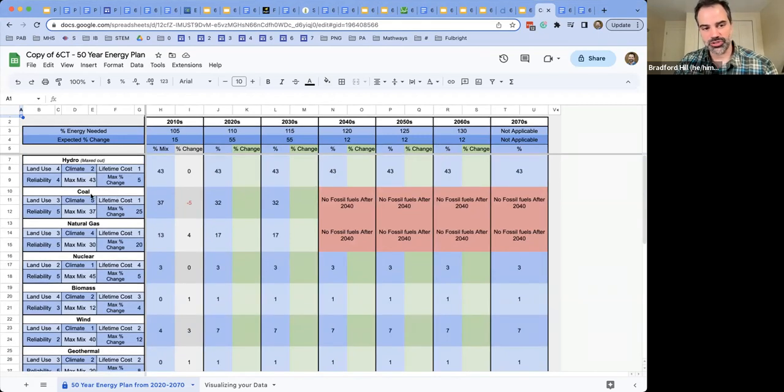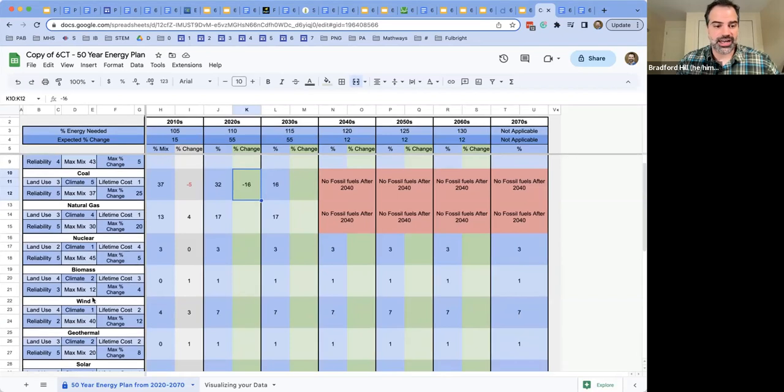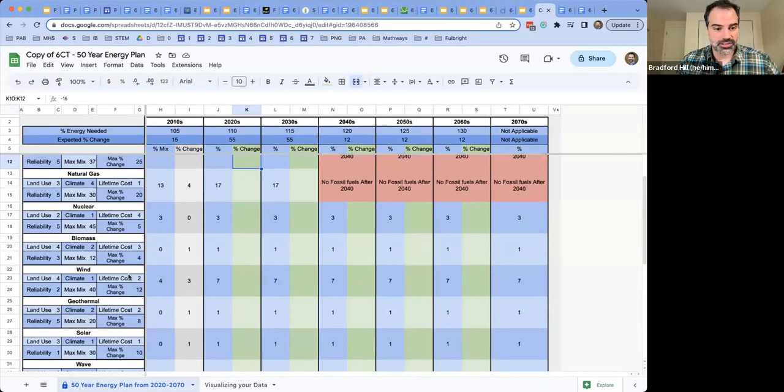So actually, I'll show two things. Coal, we're at 32 and we've got to get down, so I'm going to put it in negative. It's the only one that needs to be negative. I'll say negative 16 to start. I'm not sure that's the best move, but okay, negative 16. So I've lost energy and now I've got to grow it. I know I want to grow wind, and let's just say I put in 16.